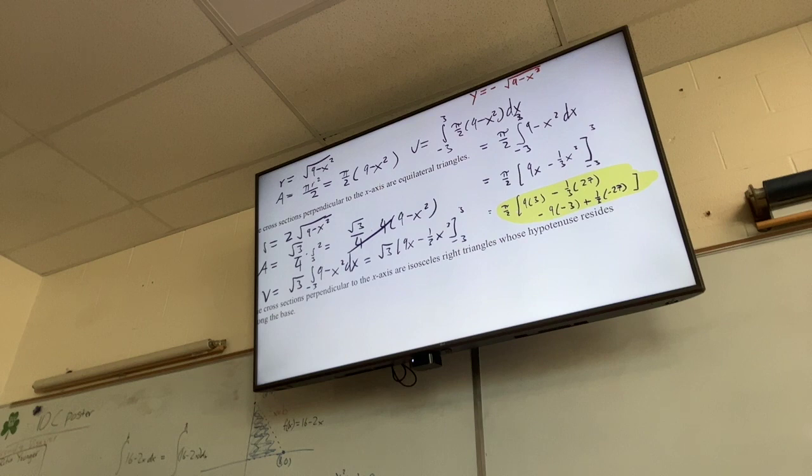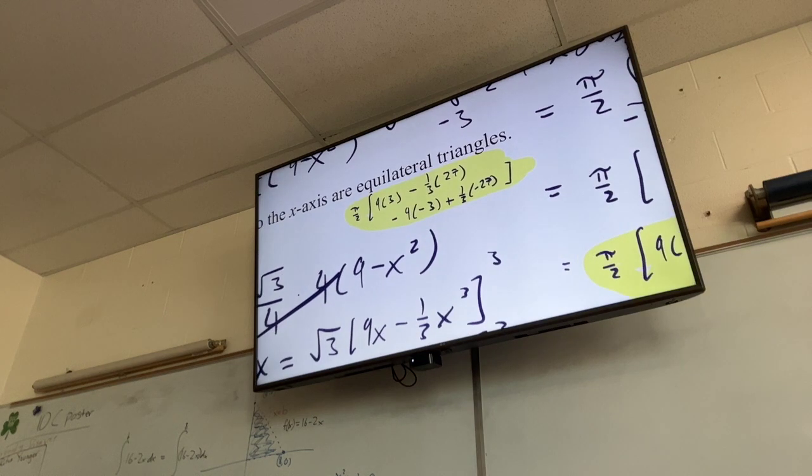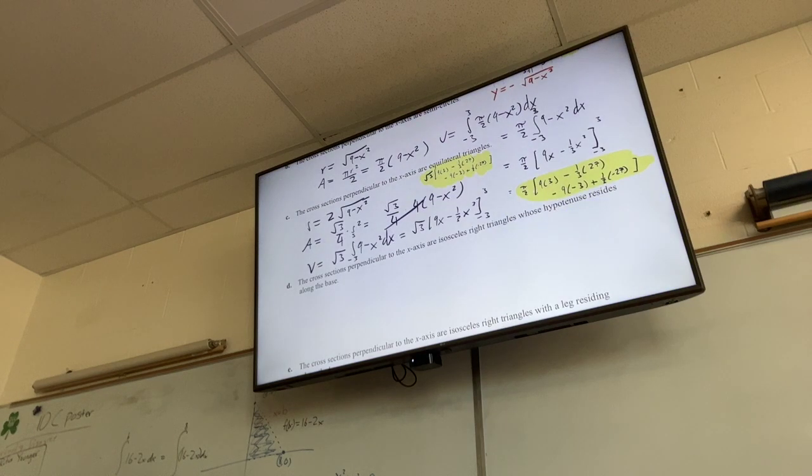Okay. Notice we have that integral right here. So our answer is going to be this value right here, which we just found. But instead of having a pi over 2 in front, we just have root 3. Questions, comments, concerns?